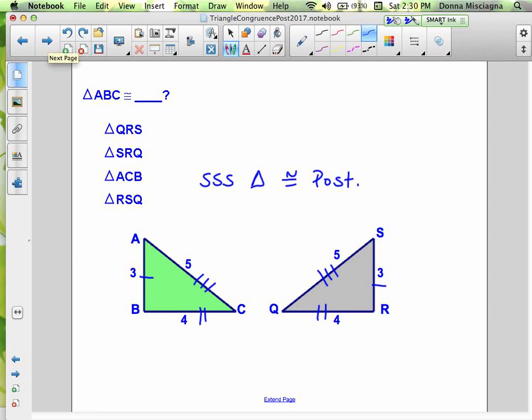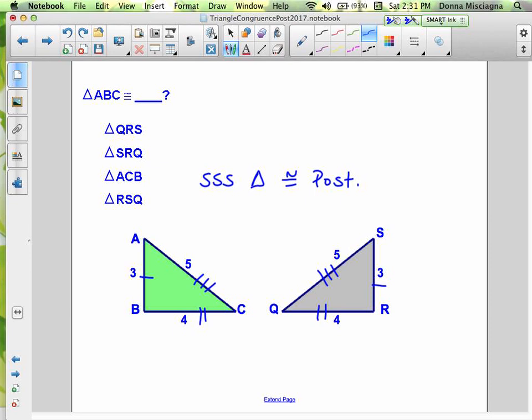I hope you didn't say ACB, because that's just naming the same triangle twice and mixing up the parts. So ACB was definitely a wrong answer. So it has to be one of the other three that at least use the right sides from the right triangle. Which one, though, has the right sides from the right triangle in the right order?